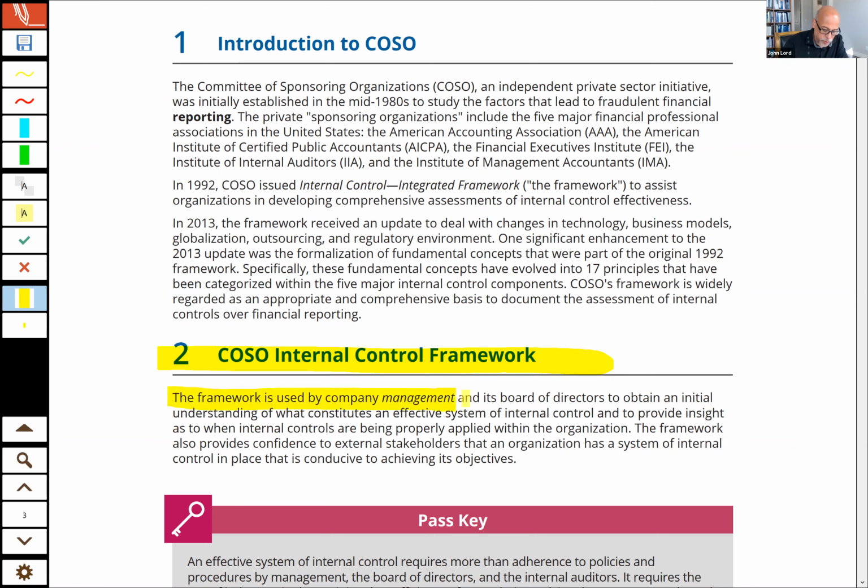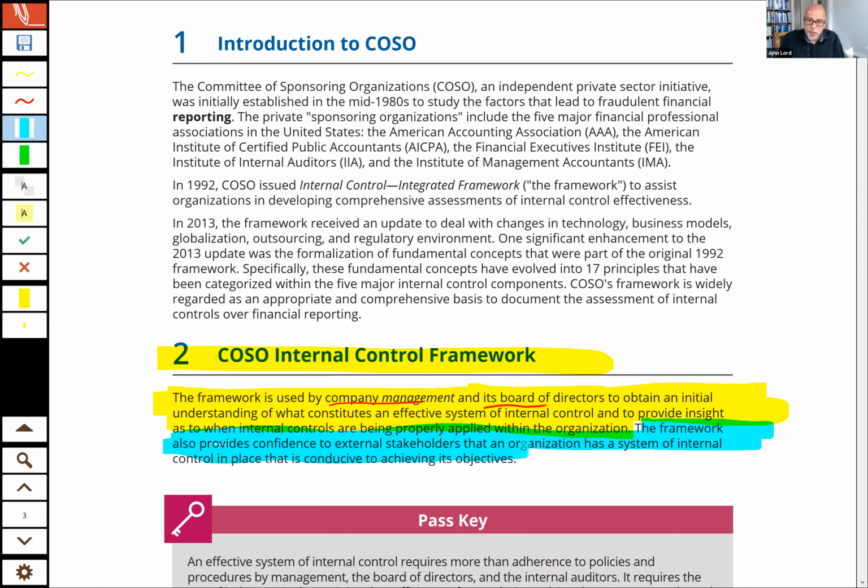The framework is used, and now notice, guys, we're focusing on company management, although auditors can use it too, and the board of directors, to obtain an initial understanding of what constitutes an effective system of internal control, and provide oversight as to whether internal controls are being properly applied within the organization, okay?